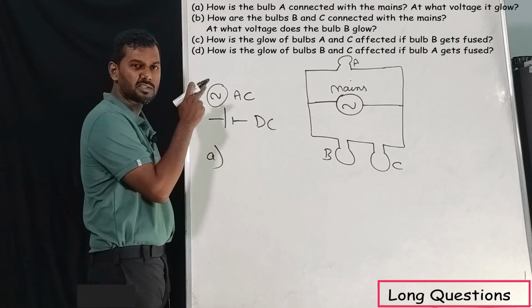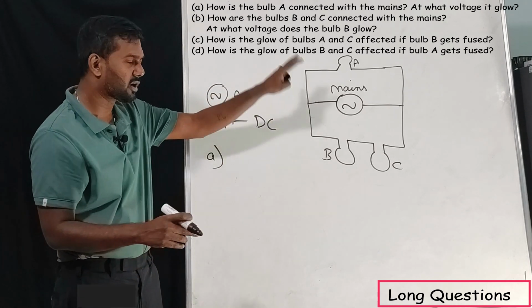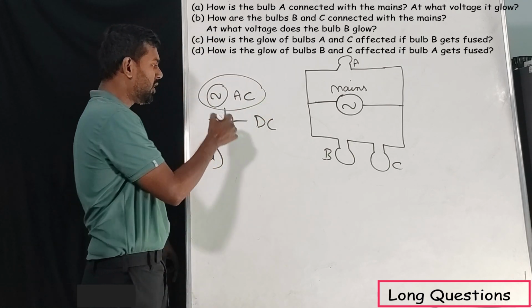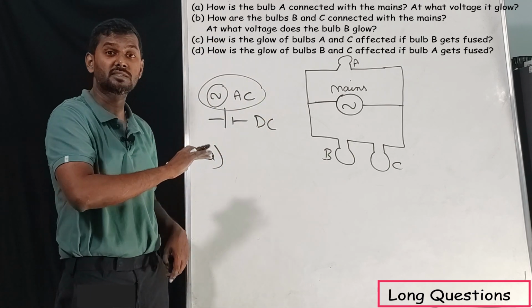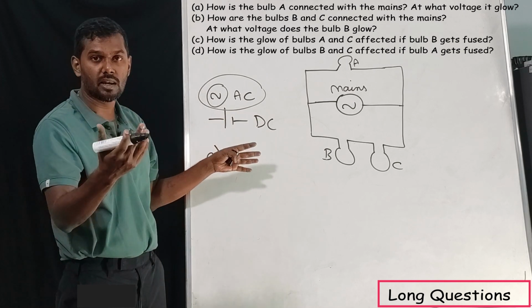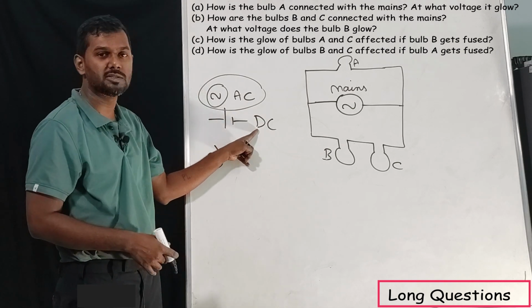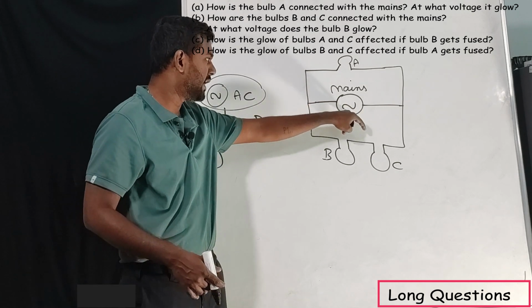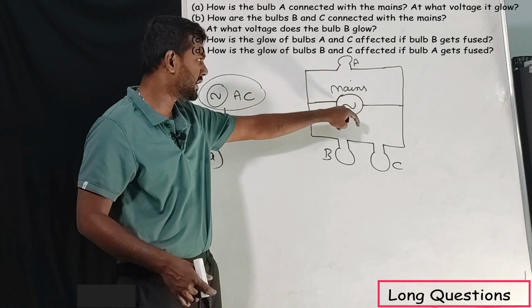So this symbol represents AC, this is DC. Now the complete AC, this one, household circuits, we are going to use only AC, not DC. In current electricity we learnt about the cell and electromotive force, that is completely based on DC. Now we are going to use AC connection. Listen, AC, how is the bulb A connected to mains?